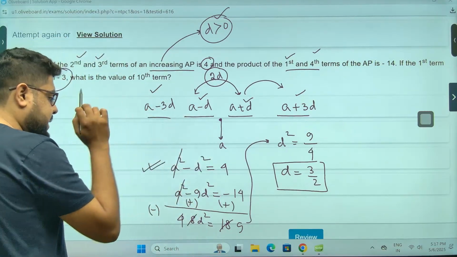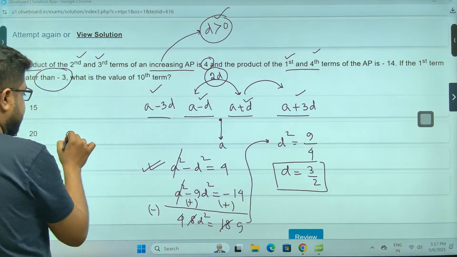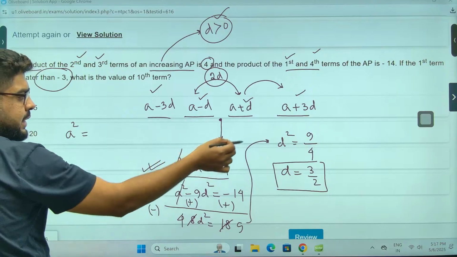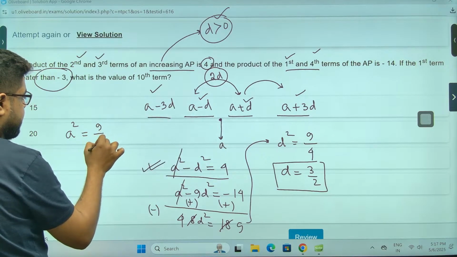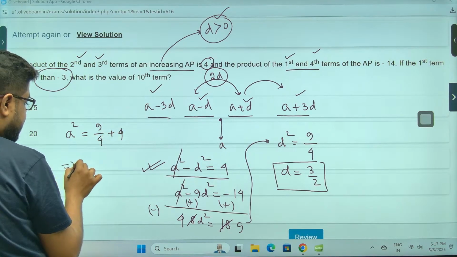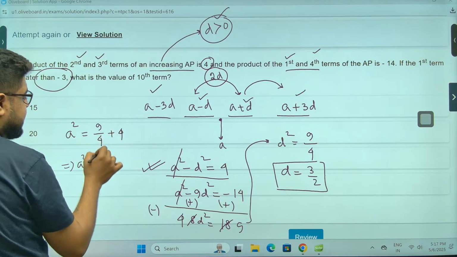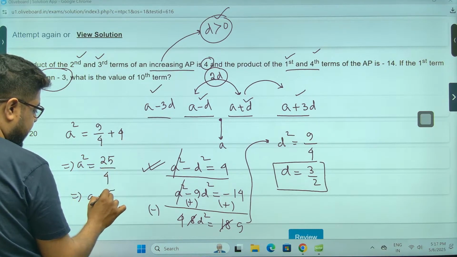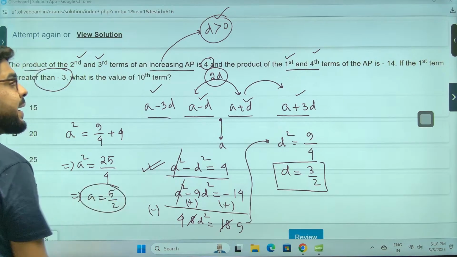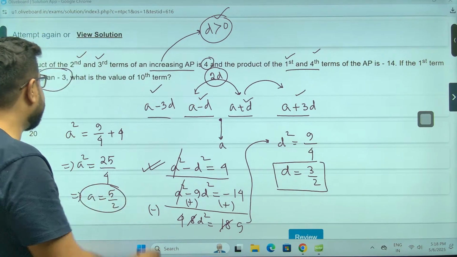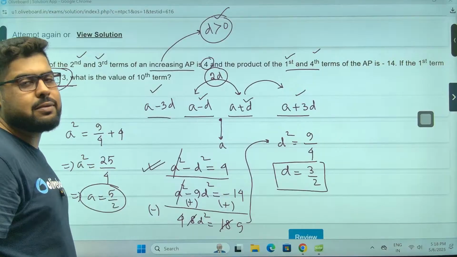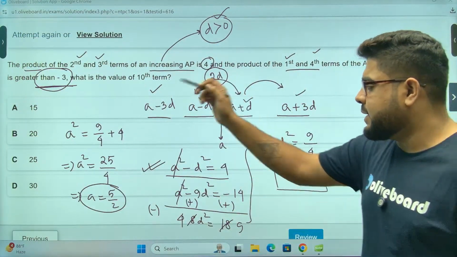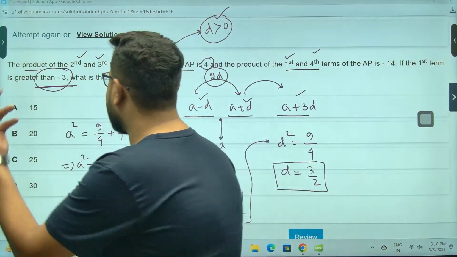Not first term. Let's see, sir. A square, from this equation, A square is D square plus 4. D square was 9 by 4 plus 4. A square will be 16 plus 9, 25 by 4. Now that means A has to be 5 by 2. You will again say, sir, why not minus 5 by 2? Because if minus 5 by 2, then this option will not suffice. That means the first term then will be less than minus 3. That cannot happen. Sir, ho gaya kaam, sir.